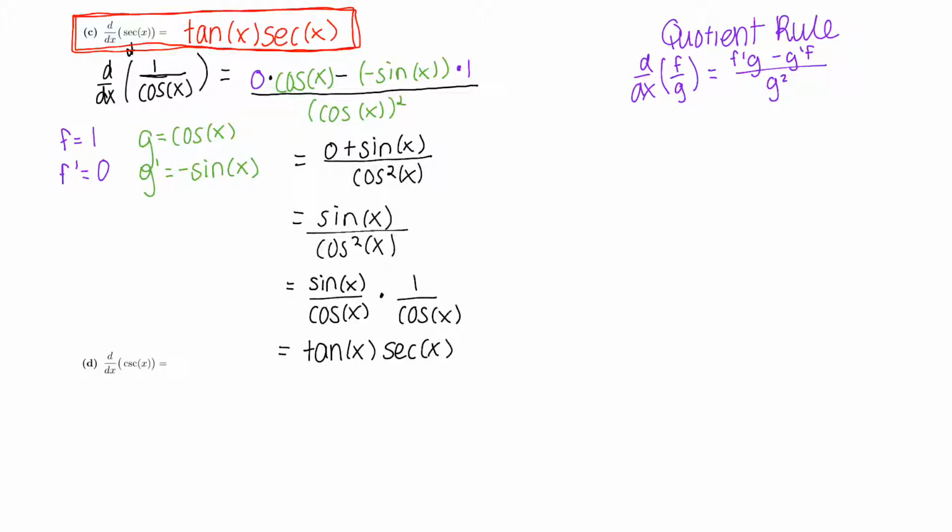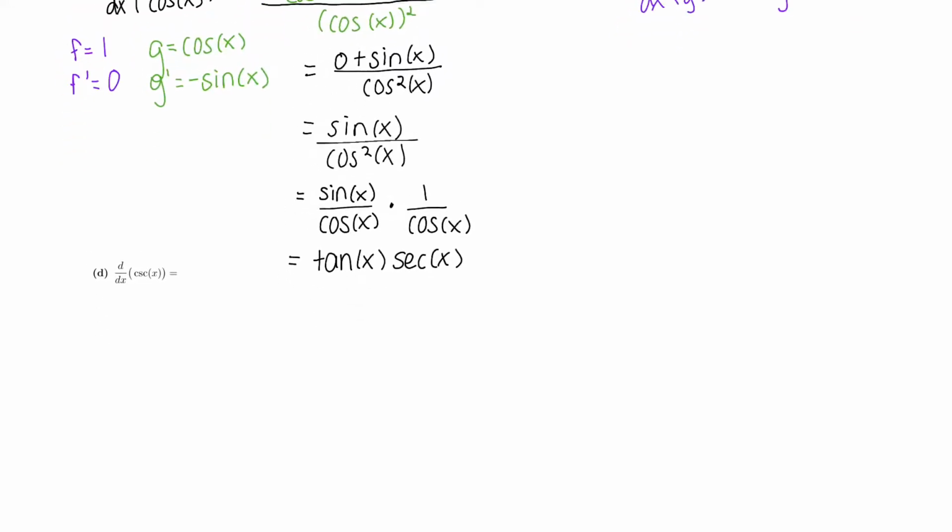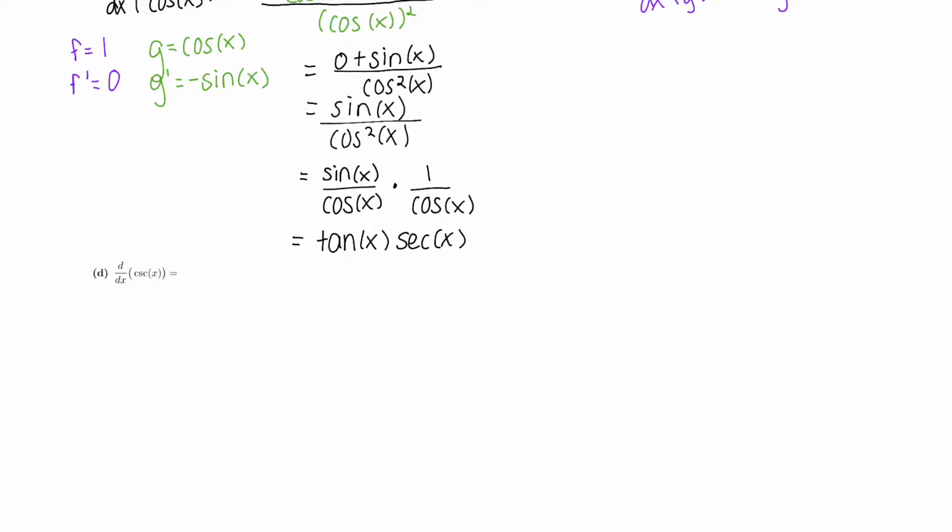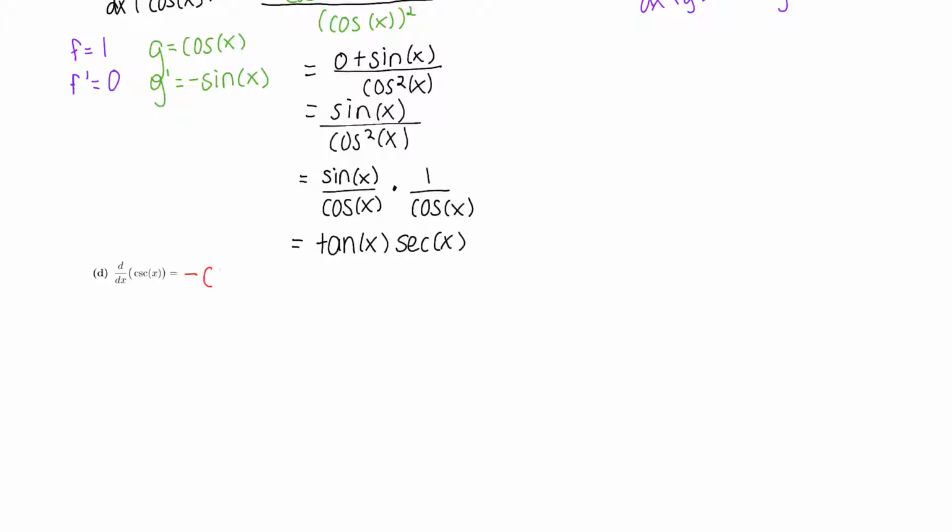Tangent x secant x, that is the derivative for secant x. Now, I'm just going to tell you that you could do this same process with cosecant. I'm not going to do it because you've seen me do this process a few times now, and I don't think you need to see me do it once again. You could try it on your own and try to recreate this, but you're going to get negative cotangent x cosecant x.